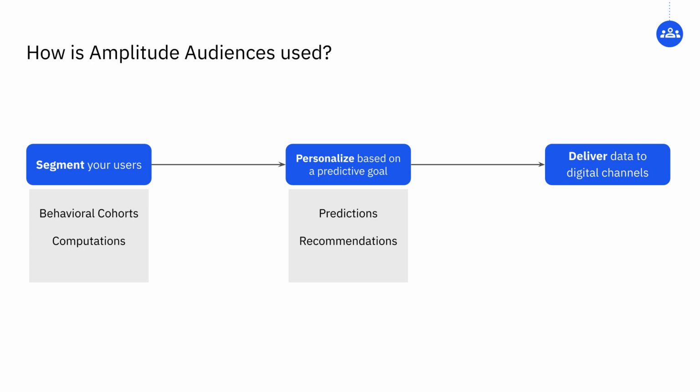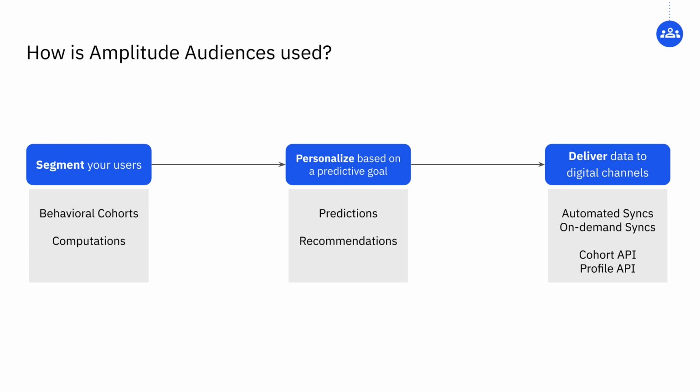Collectively, we'll refer to behavioral cohorts, computations, predictions, and recommendations as objects that you can then deliver to a downstream destination. You can do this with automated or on-demand syncs, or directly through the Cohorts and Profile API.